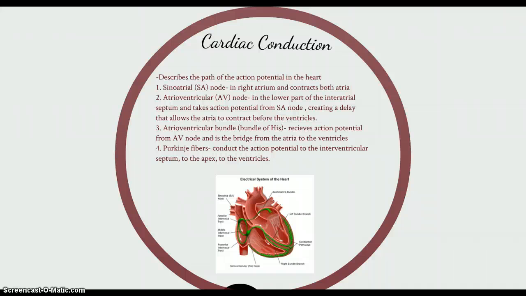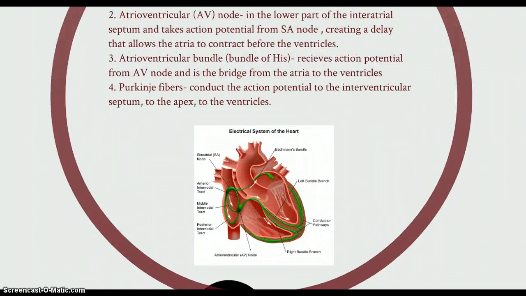And the steps for the cardiac conduction, the places where it occurs, are the sinoatrial node, or SA node, the atrioventricular node, or the AV node, the atrioventricular bundle, or the bundle of His, and the Purkinje fibers. I'll explain them in this picture.